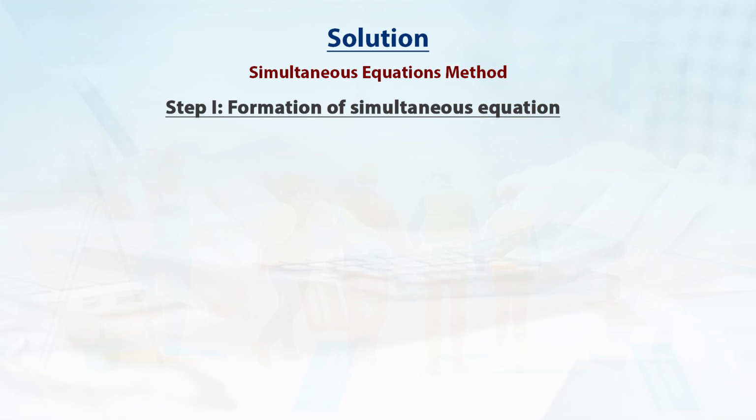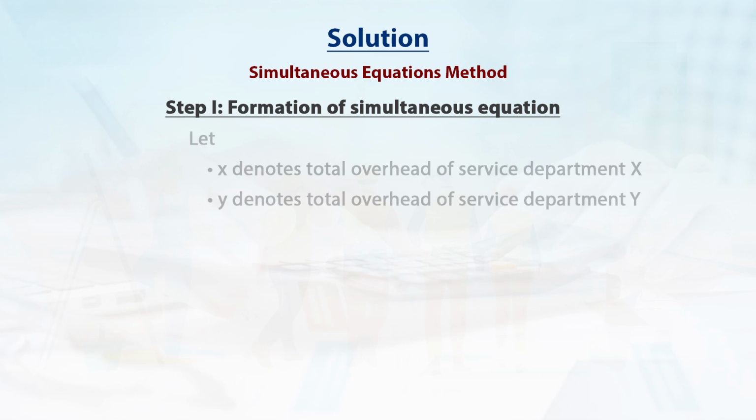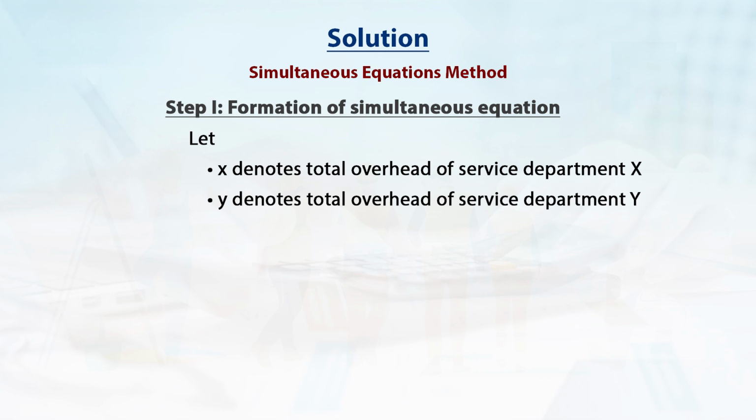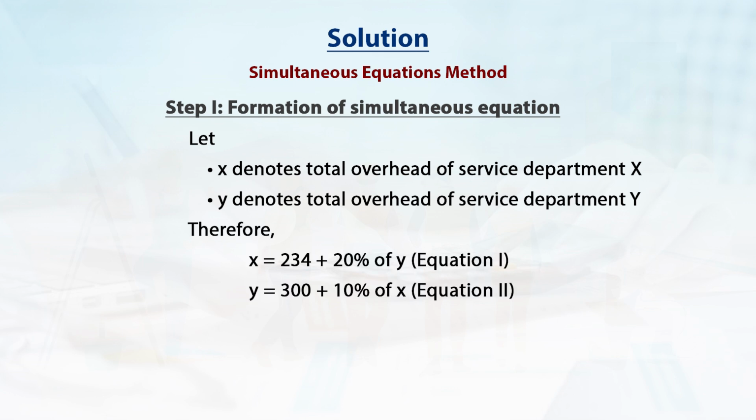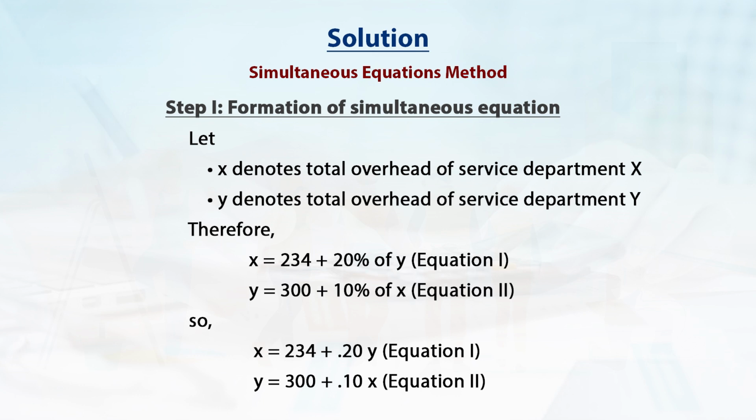Step 1, formation of simultaneous equations. Let's assume X denotes total overhead of service department X, Y denotes total overhead of service department Y. Therefore, X is equal to 234 plus 20% of Y, which will give us equation 1, and Y is equal to 300 plus 10% of X, resulting in equation 2. So, X is equal to 234 plus 0.20 Y, equation 1, and Y is equal to 300 plus 0.10 X, equation 2.